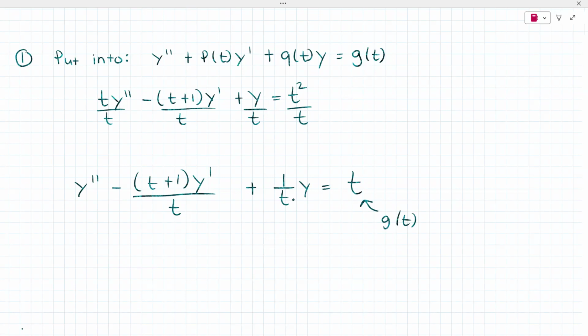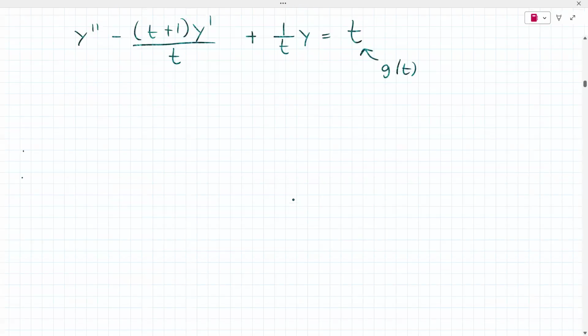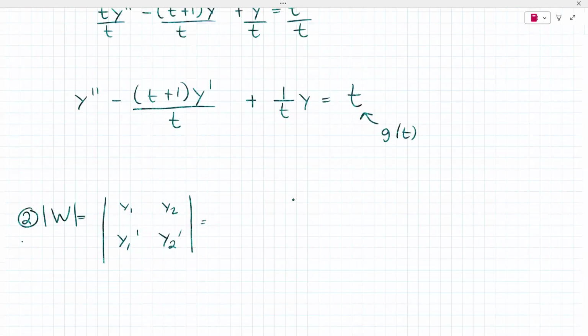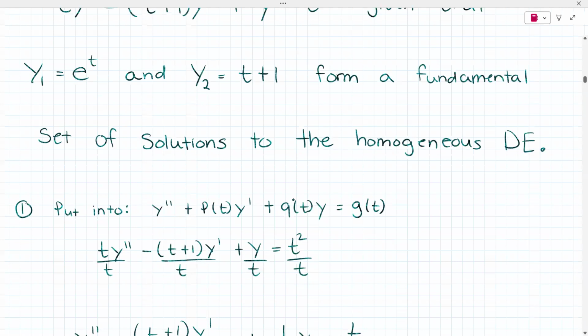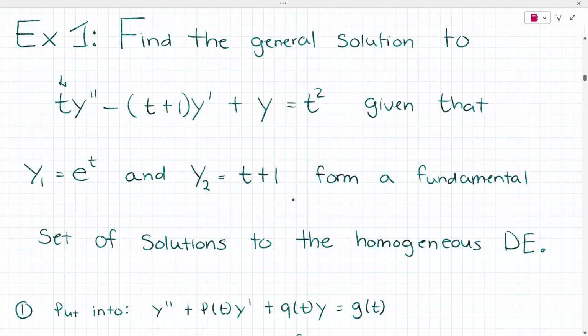Okay, now find the Wronskian determinant, step 2. So the Wronskian determinant is going to be the determinant of y1 and y1 prime in one column, and then y2 and y2 prime in the other. Okay, so what are our y1 and y2? It was given that y1 is e to the t and y2 is t plus 1.